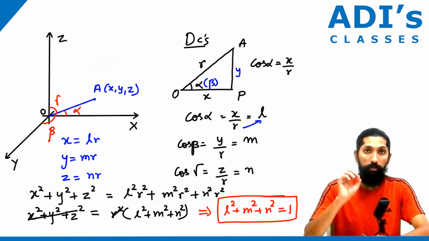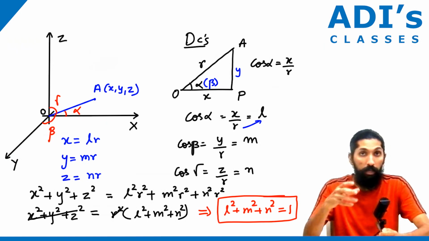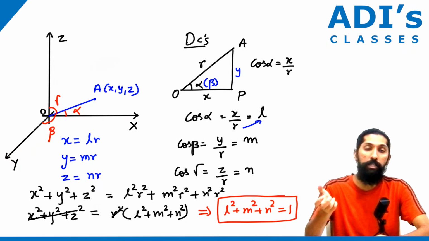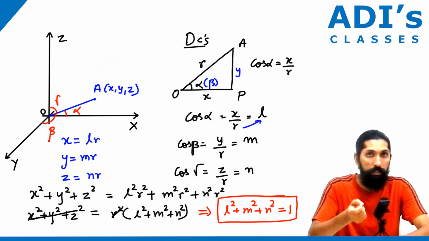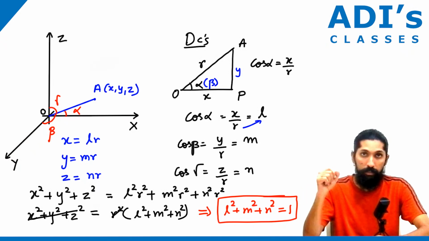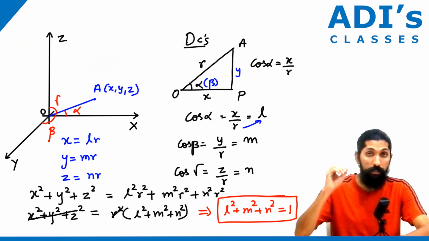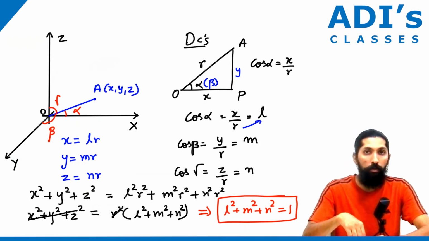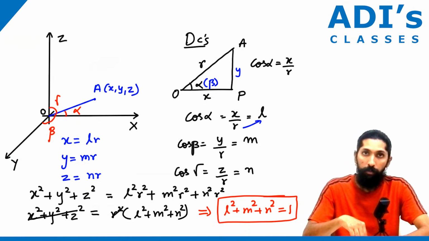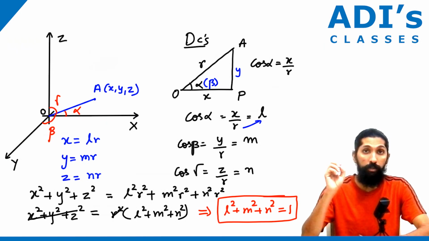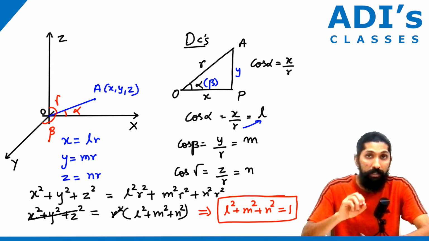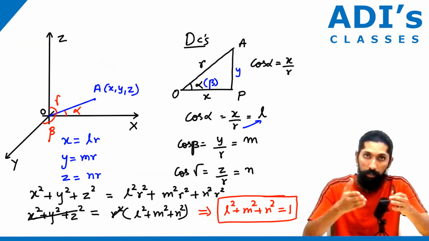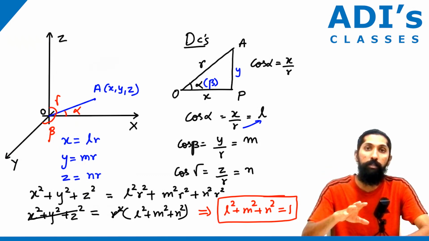Clear? Now, this particular relation relates the DCs of all three axes, that is L, M, N of a particular line. Once you have L square plus M square plus N square is 1, based on this, in the next video we are going to discuss direction ratios, what they are, and how we are going to relate DC and DR. We'll look at this in the next video.